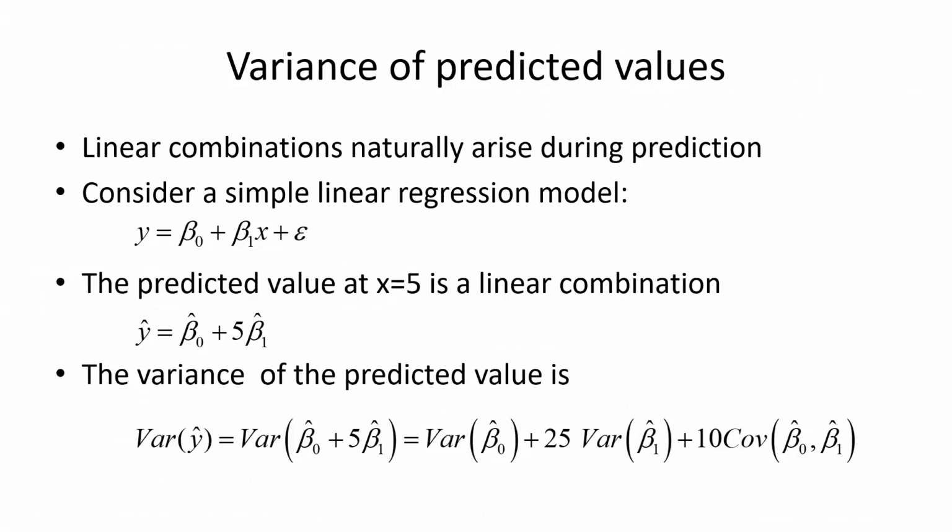Linear combinations are more common than you think because they arise naturally during prediction. So for simplicity, let's look at just the simple linear regression model with one x variable. If we want to predict at x equals 5, then the predicted value is beta hat 0, the intercept, plus 5 times beta 1 hat. And the variance here is basically the variance of a contrast. Well, it's a linear combination. So we have the variance of beta 0 plus 25 times the variance of beta 1 plus 2 times 1 times 5, so 10 times the covariance between beta 0 and beta 1.